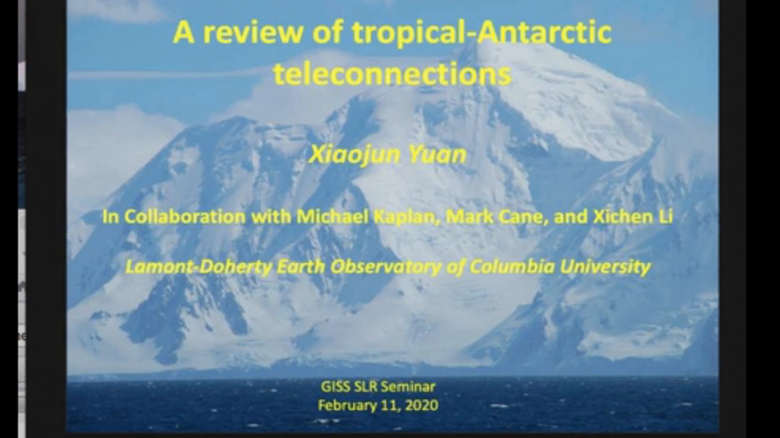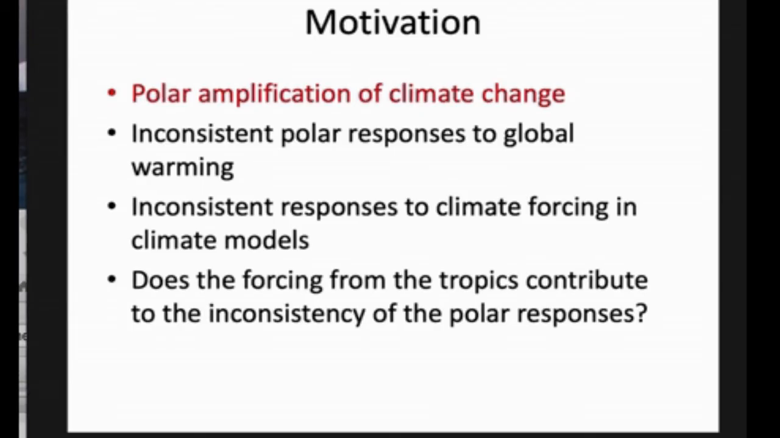So in the context of sea level rise, we're focused on the polar region, and why the tropical and the polar region are important in the context of our study of polar climate. Here are a few motivations. The first is polar amplified climate change.